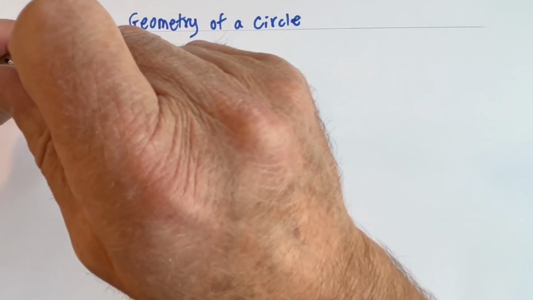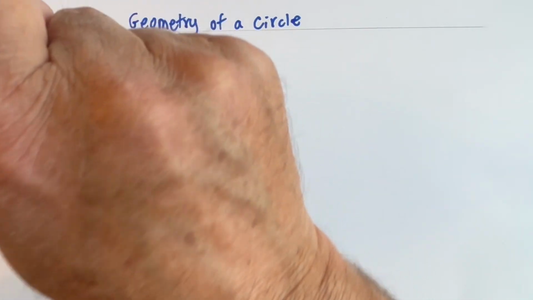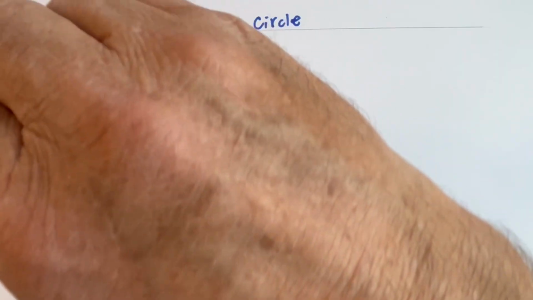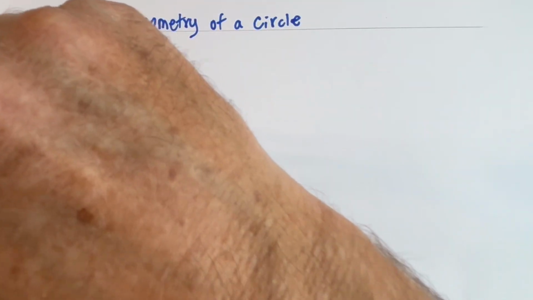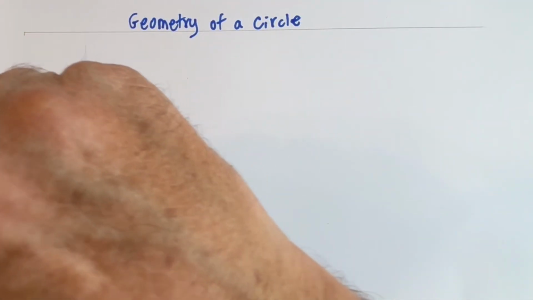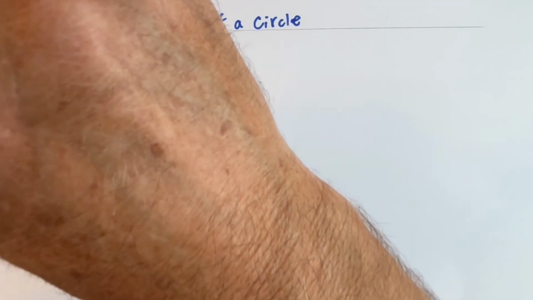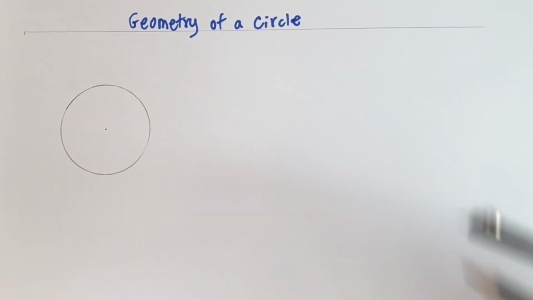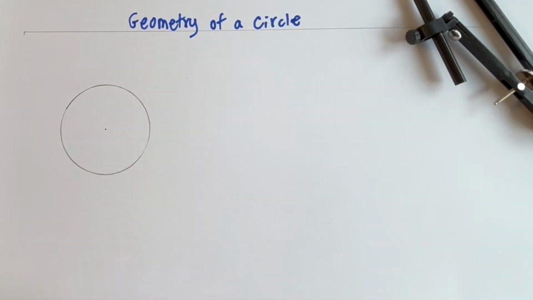First, let's draw a circle. We're going to start talking about some of the parts of a basic circle. I use my compass here, trying to get a good circle drawn that we can work with. Okay, so there's our circle. Now let's start labeling the parts of it.